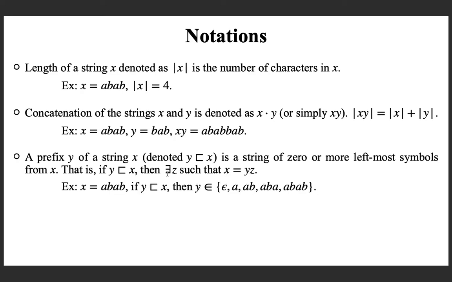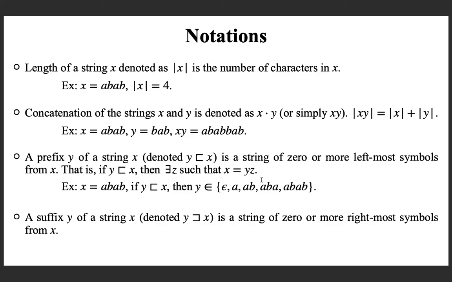Example, when x is equal to ABAB and y is a prefix of x, then what could y be? Y can be 0 or more symbols taken from the left. When you take 0 symbols, epsilon you get. 1 symbol, then 2 symbols AB, 3 symbols ABA, 4 symbols ABAB. These are the prefixes. So, given a string of length n, there are n prefixes. I hope you are getting what prefixes are.